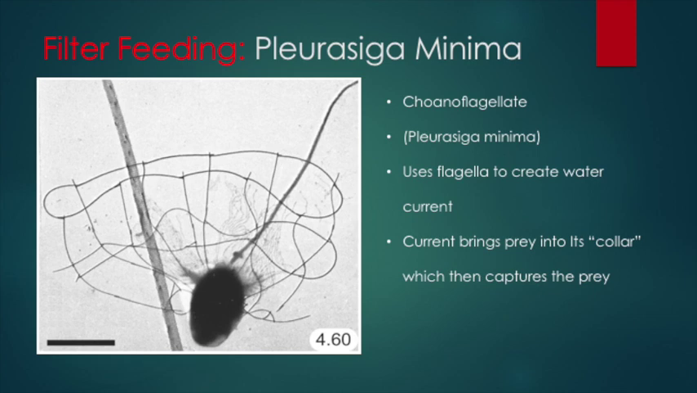The first one is an example of a filter feeder, and it is Pleurosigma minima. It's a choanoflagellate, and it uses flagella to create a water current, which carries the prey up into its collar, which is shown by the kind of net, and that captures the prey.